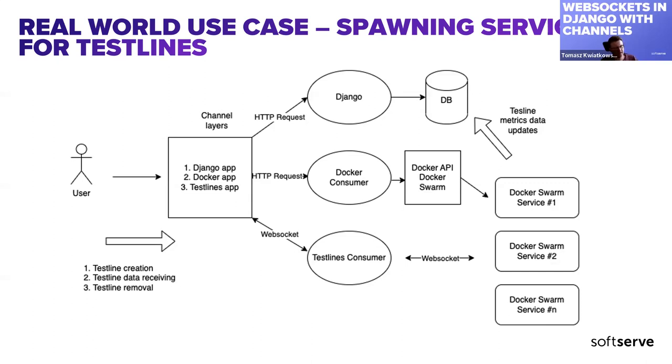So the second service, which is mentioned here as Docker consumer, was responsible for receiving the request for creation of the test line and basically spawning something that is called a Docker Swarm service. Docker Swarm is now, I guess, deprecated, or maybe not deprecated, but I don't think that many changes were done to this solution. Basically it's a sort of orchestrator like Kubernetes, but it was developed by the Docker team. It was a built-in solution for Docker, so nothing else was needed in order to fire it up.